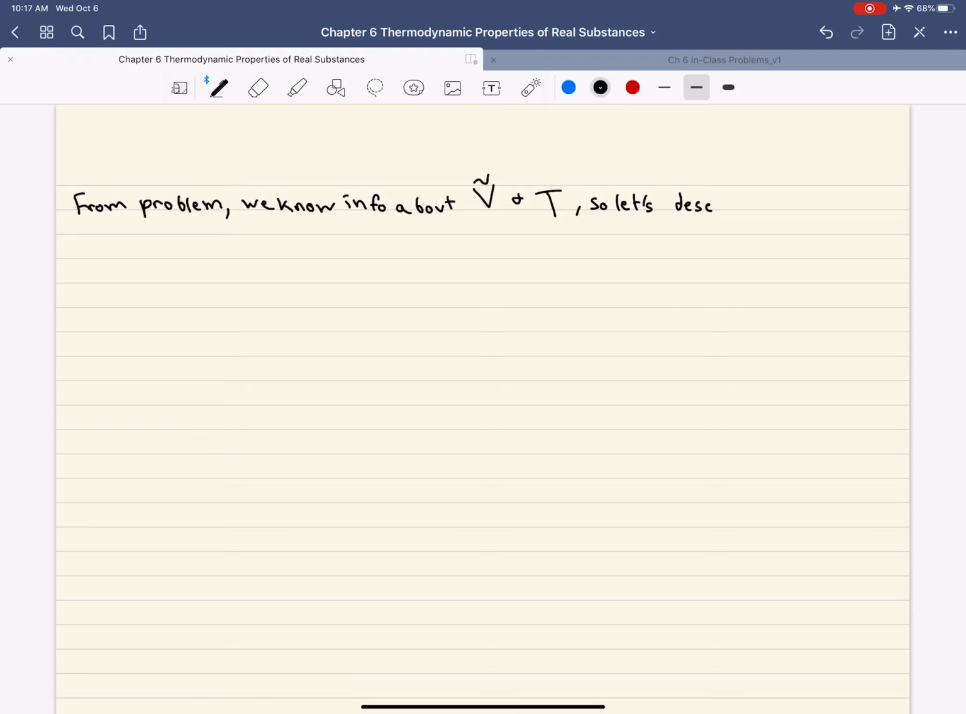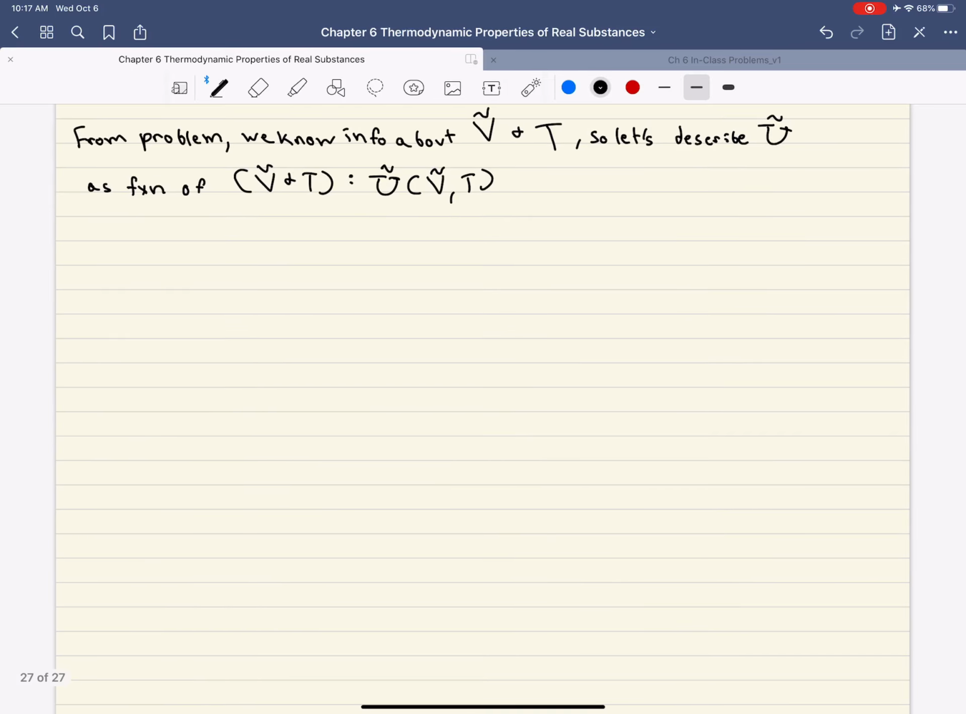And so what we're going to do is we're going to describe our internal energy as a function of molar volume and temperature. So we'll call it U, molar U, as a function of molar volume and temperature. All right, so that's what our function is going to be.